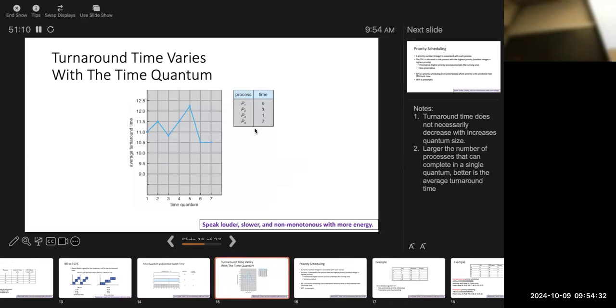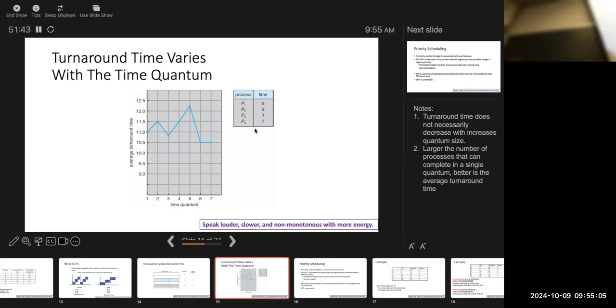So it is not true that if you increase the quantum in the round robin algorithm, the average turnaround for the processes will reduce. However, the thing to keep in mind is this: for a given quantum value and for a given set of processes, if a larger number of processes can complete within a single quantum, that quantum value will be better from the perspective of lower turnaround time.